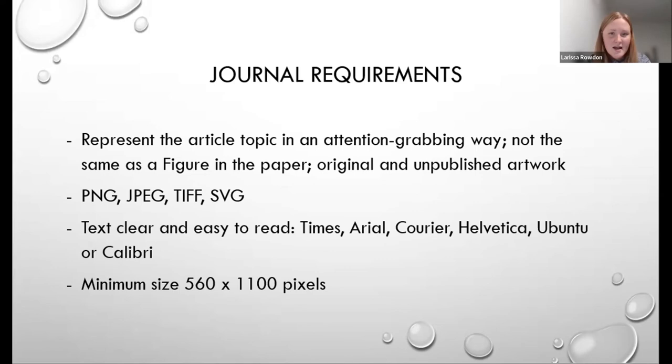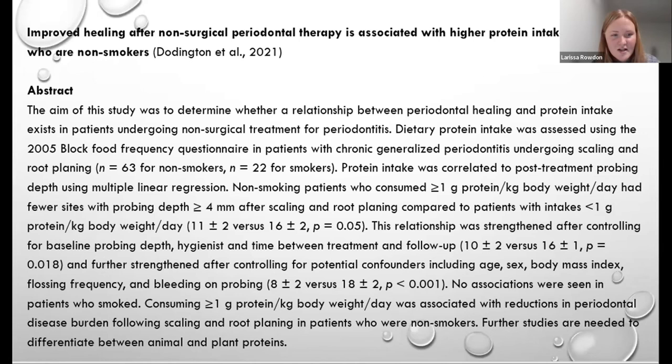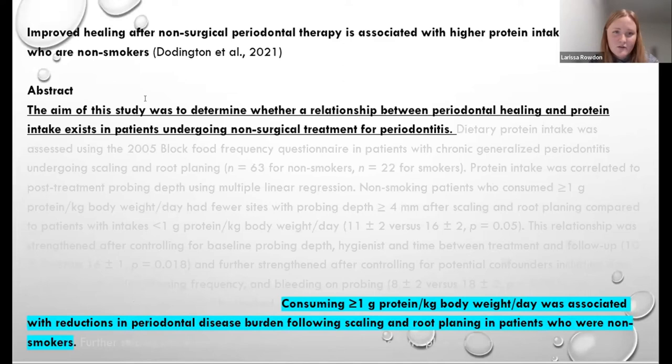So again, here we have the written abstract, and this is what I'm going to focus on for my graphical abstract. The first line you can see, the aim of the study is to determine whether a relationship between periodontal healing and protein intake existed. And down below was the key finding that I took out of this. So this would be my SMIT, my single most important thing, which is that consuming more than 1 gram of protein per kilogram body weight per day was associated with a reduction in disease burden.